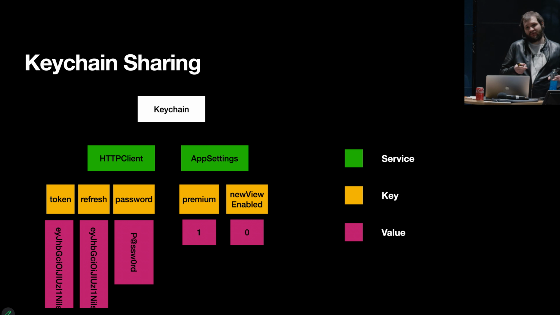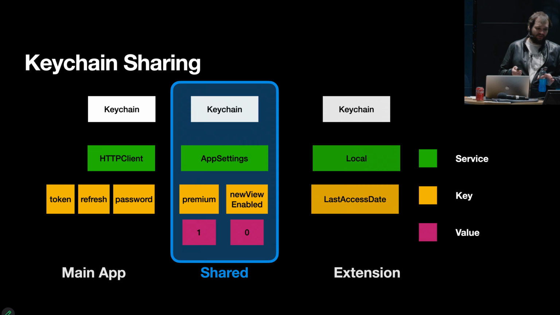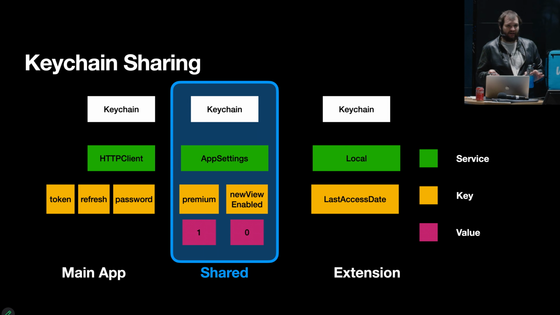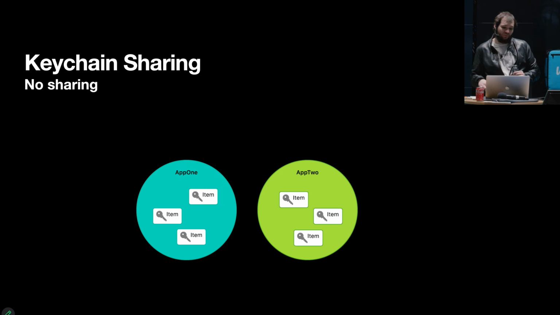You have two apps, and you might have them sharing the same authentication token, or you might want to share the same data with the app extension. So the way you can do it is you create a shared keychain, and you can store those shared values, and both of them will have access to this shared keychain. So when we start, it looks like this. You have a group of items, and they're completely independent of each other in each app.